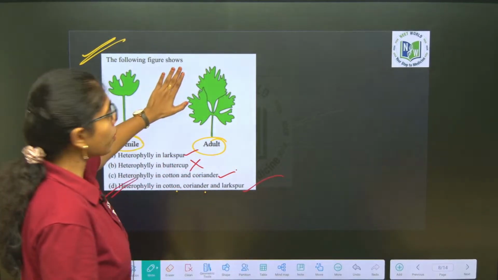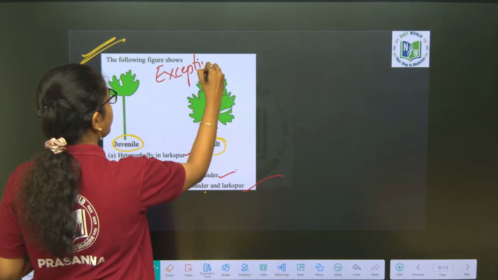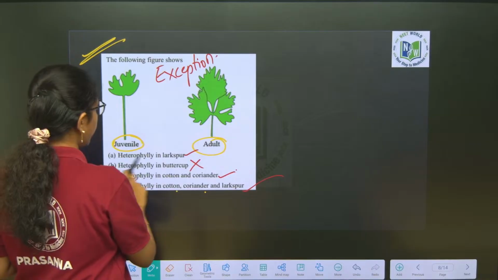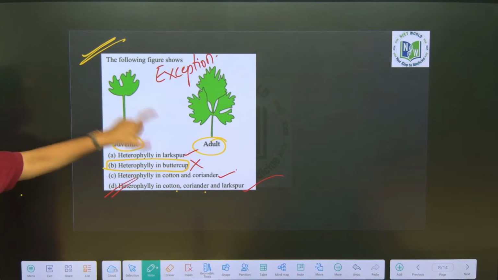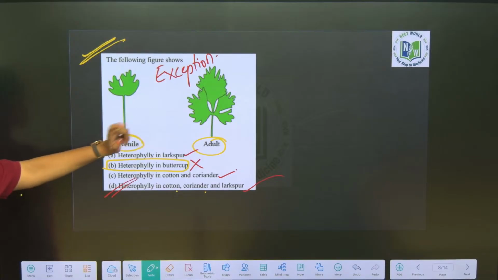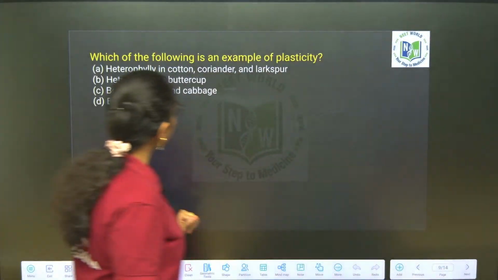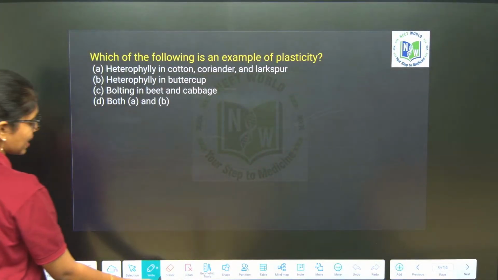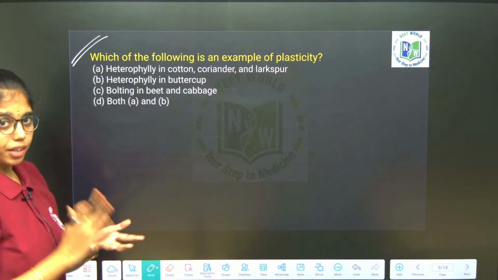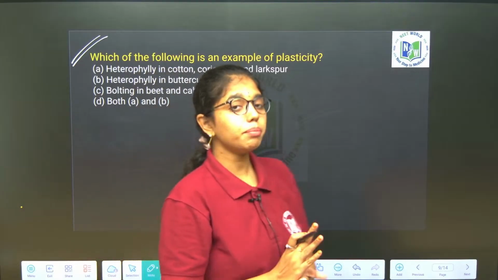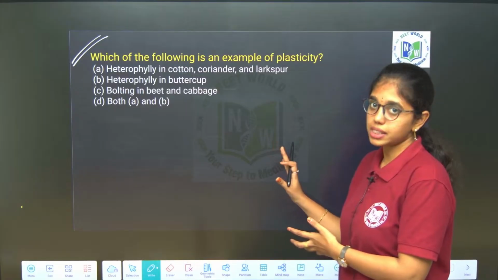If the question asks you for the exception, then we have to go with option B. If it asks for the complete set of examples which can define this figure, then you have to go with option D. Clear? Next question. Today I have placed the complete questions on heterophily and plasticity only. Very simple type of questions, not at an advanced level. Just keep on exercising this, okay?